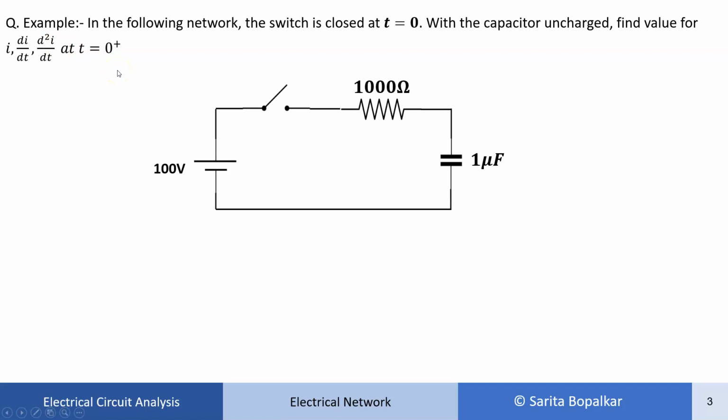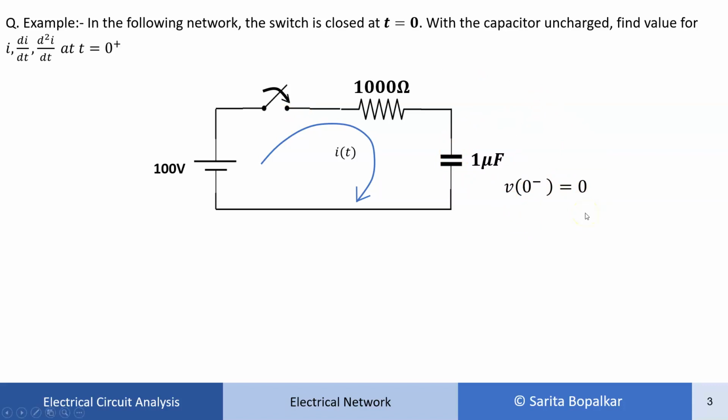And the given network is this one. And what is this i? First check whether this i is any element current or any loop current. So this i of t is nothing but this loop current. So we have to find this i of t for initial conditions at t is equal to 0 plus. Now here it is given the capacitor is uncharged. That means before closing the switch, the charge developed across the capacitor is 0.